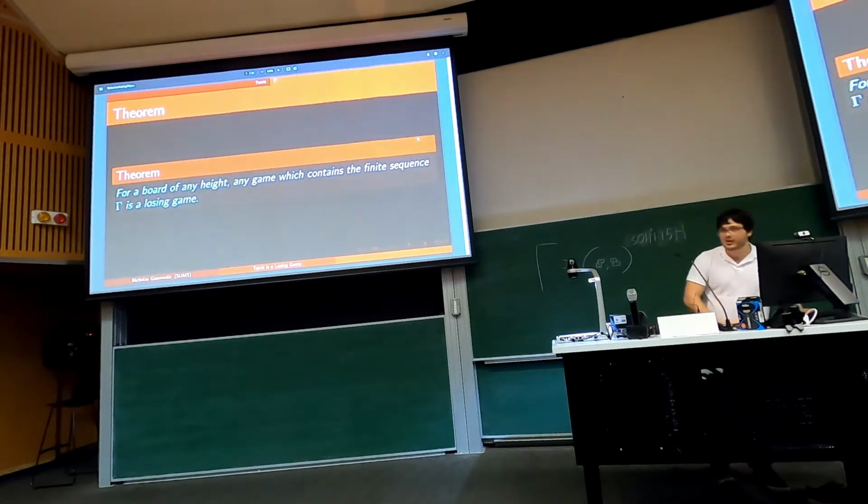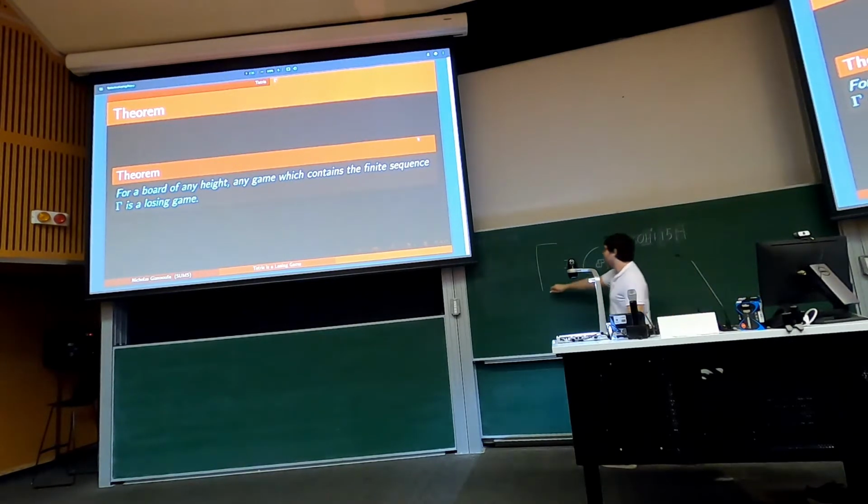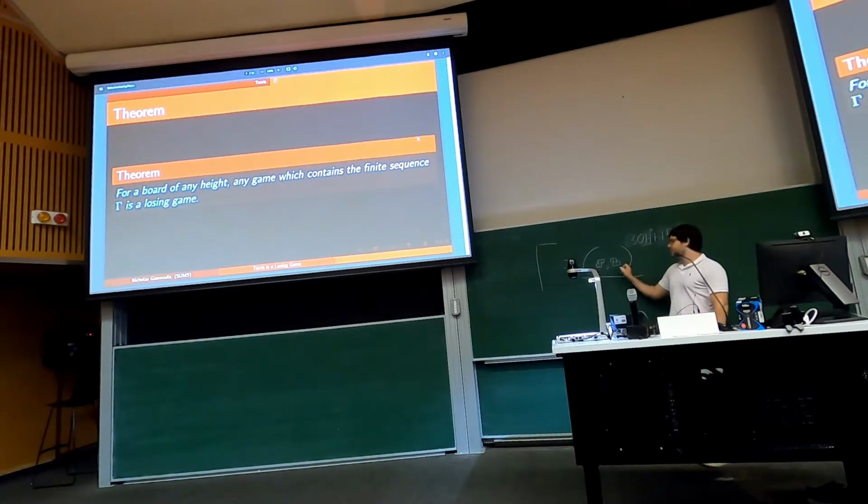So the main theorem of this talk, it's the main thing we present. For a board of any height, so we'll call the height H, any game which contains the finite sequence gamma is a losing game. I haven't included it on the slide, so I hope you can see this. The sequence gamma is given by this alternating sequence of S and Z pieces with this many repetitions, where H is the height of the board. Okay? I know this is a little bit arcane.